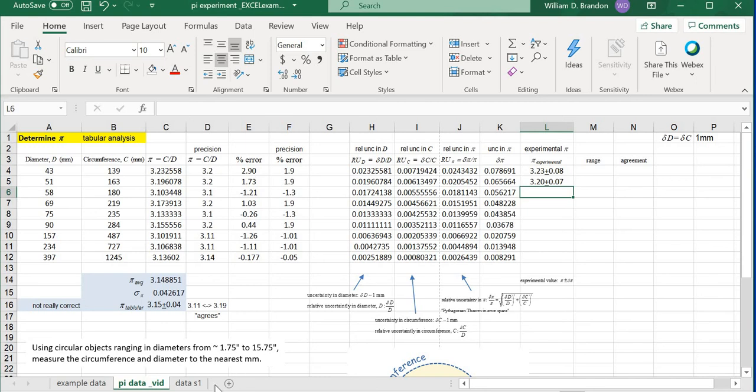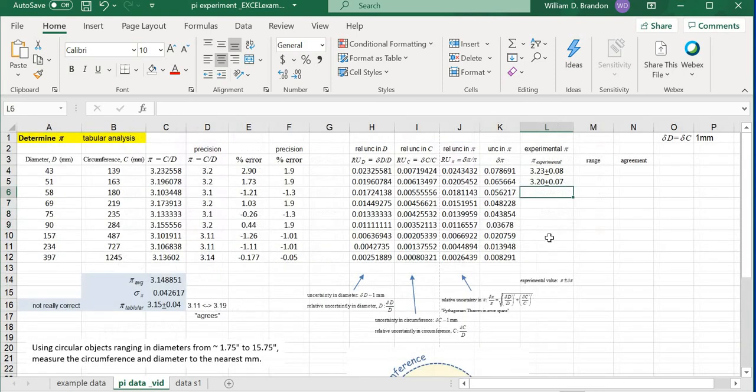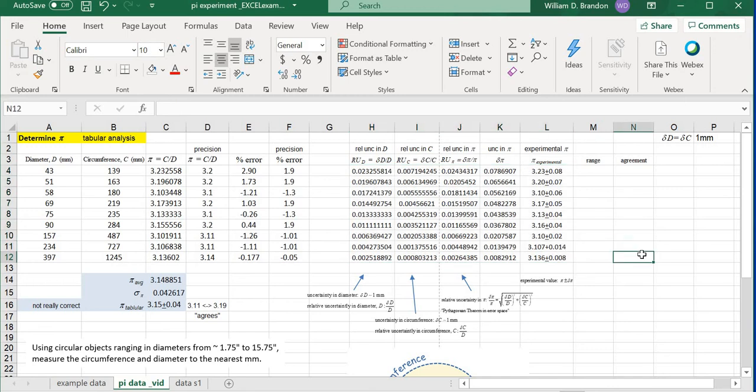Okay, now I'm just going to be lazy and go over here and just grab them like that. I've already done that, so we can save a little time here. I did that earlier. Okay, there we go. Now, then we'll make all these size 9 and Calibri font. There we go.